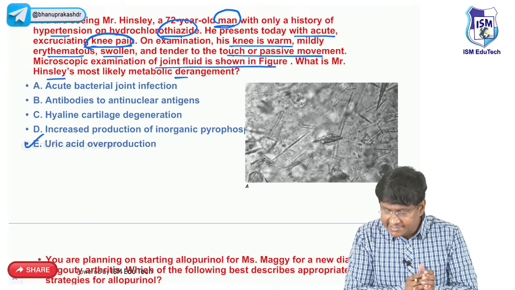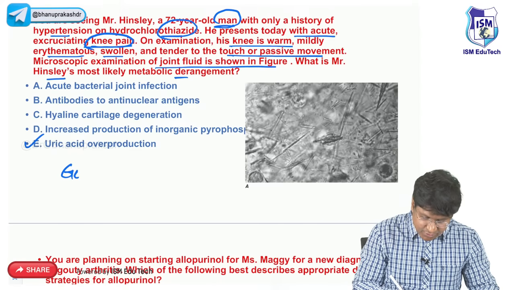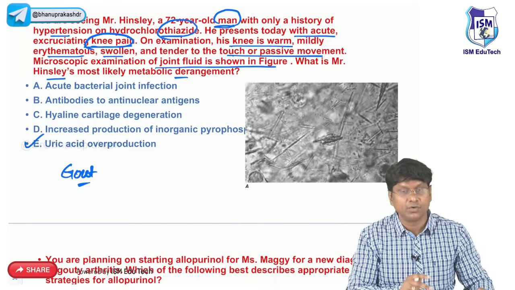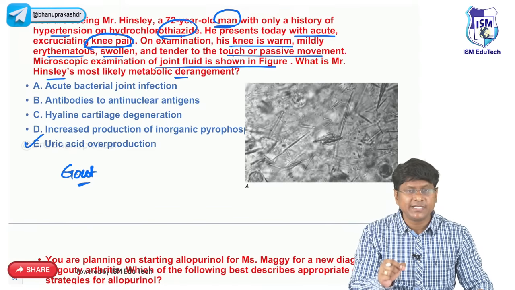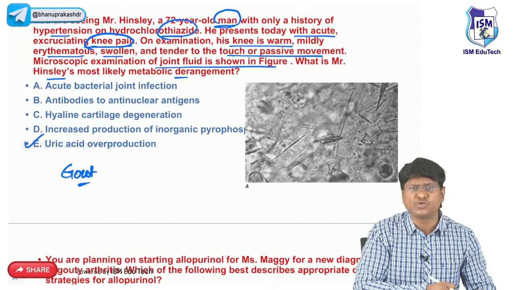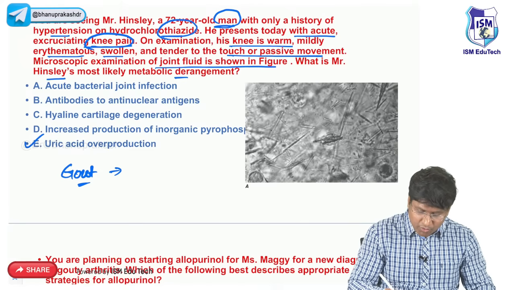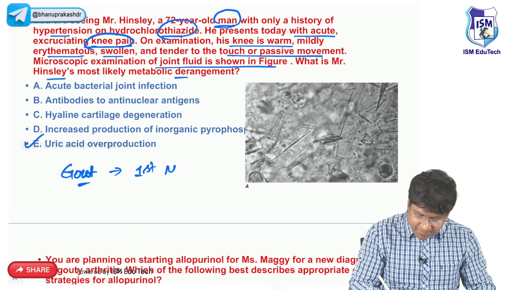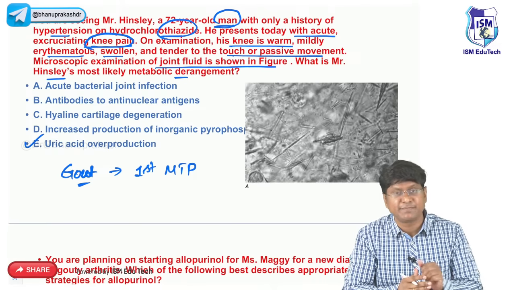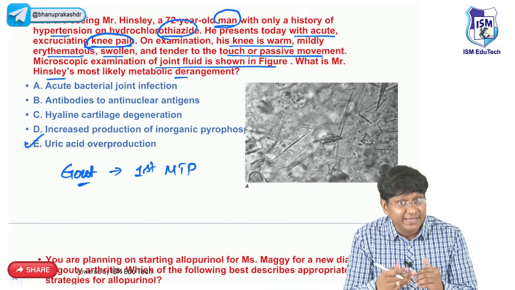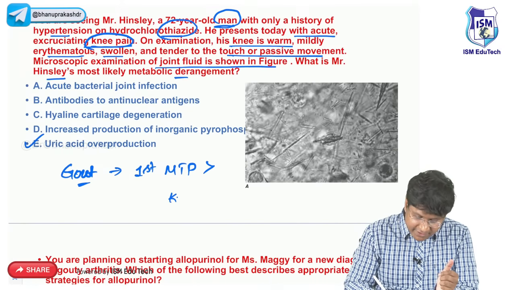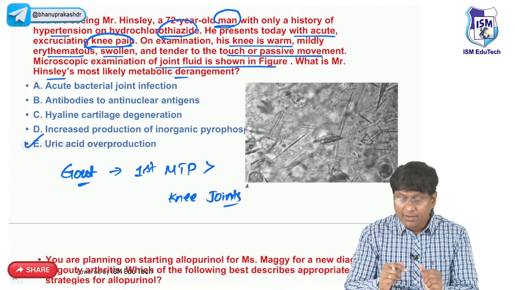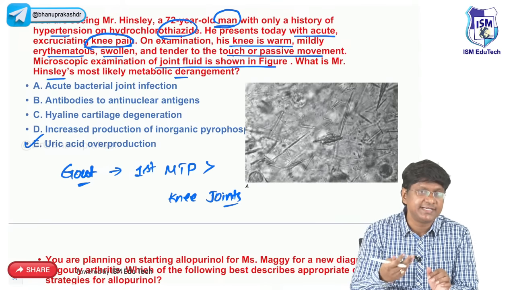So, what exactly is this suggestive of? This is suggestive of gout or gouty arthritis. Why are you considering gout or gouty arthritis even though the knee joint is involved? Actually, in gout, which joint is most commonly affected? That is the first metatarsophalangeal joint. The next most common joint which can be affected is the knee joint.